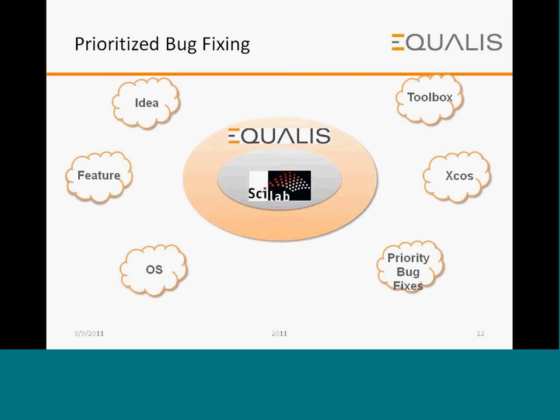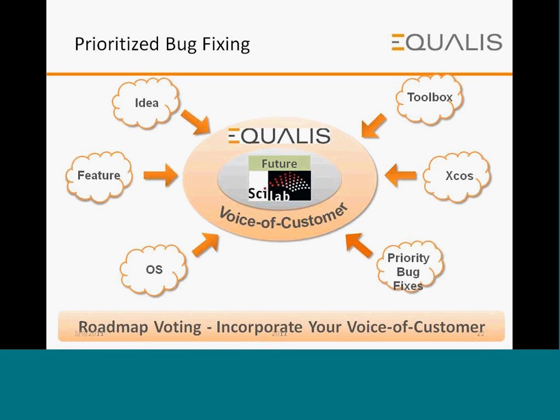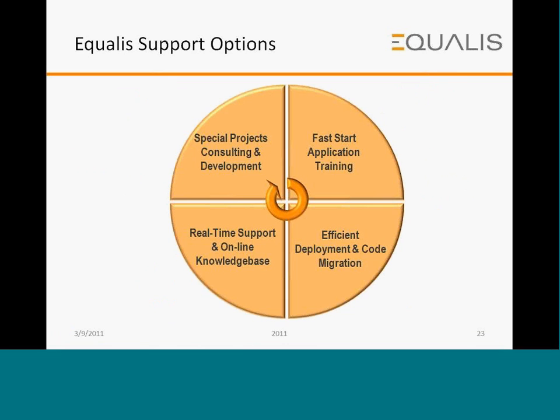Moving on to another big advantage of open source software such as Scilab and the way we are structured in Equalus: your voice of the customer is continuously heard, and that is built into our product roadmap and future releases, right from simple fixes to introduction of new toolboxes, to enhancements in Xcos and completely new ideas, implementation of features, and OS support. We incorporate the voice of the customer into the product roadmap and make sure that it's available in future product releases.